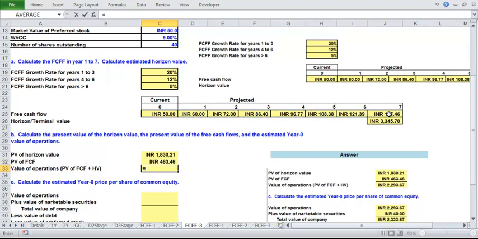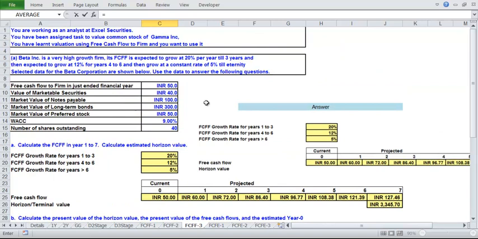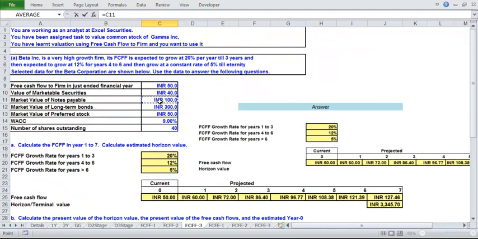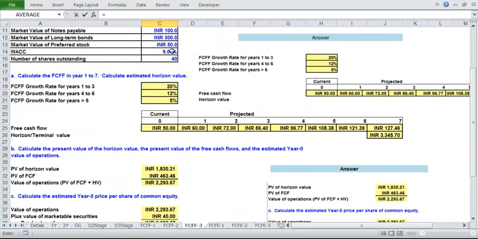So the value of the operation will become this plus this, the present value of terminal value and present value of free cash flow. Note that this is the value of the operating activity, but the company already has some investment, which is the marketable securities. So 40, it should be marketable securities. The total value of the company will be the sum of these two, but you have to reduce the debt. The debt is notes payable plus the long-term bonds, then preferred stock.